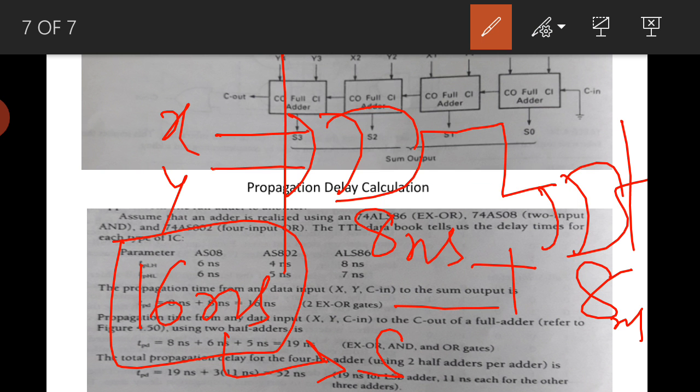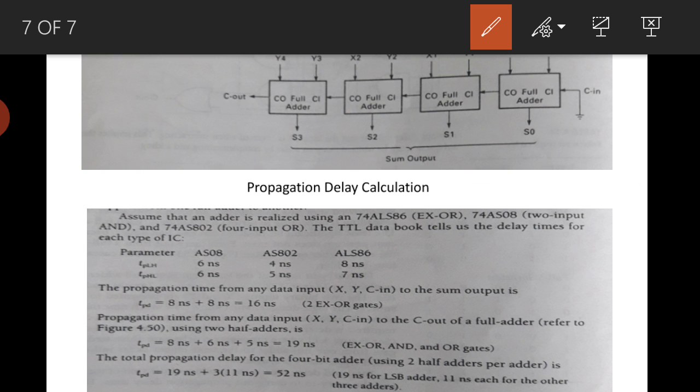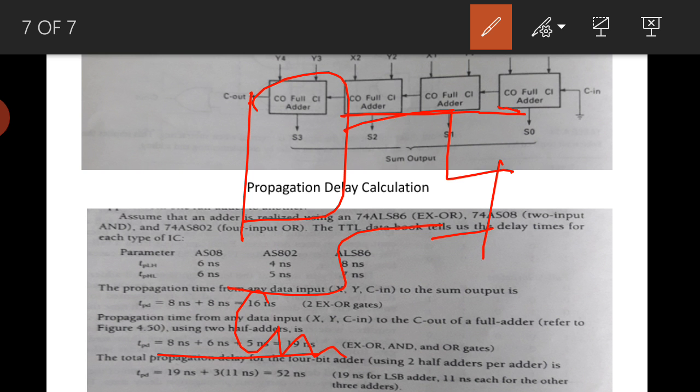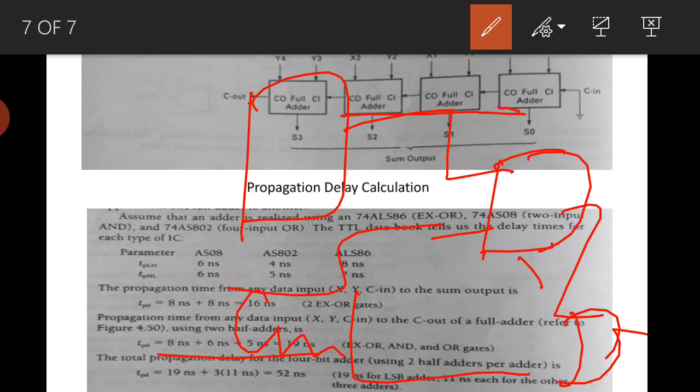This is what we call propagation delay, 8 plus 8. Through the path, how many gates we are using, and what is the delay with respect to those gates. Similarly, if you take carry, I am using 1 half adder, after that Cin, after that one more AND gate, and Cin again with an OR gate here.